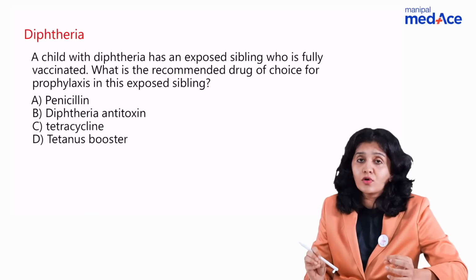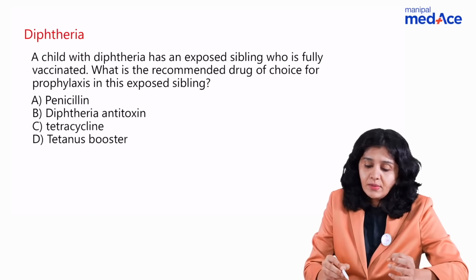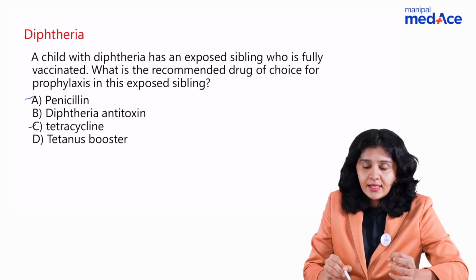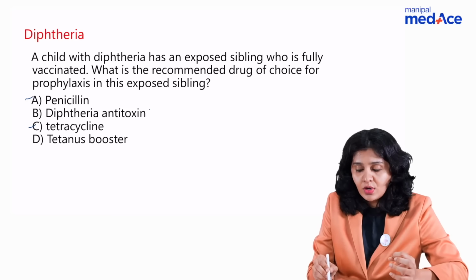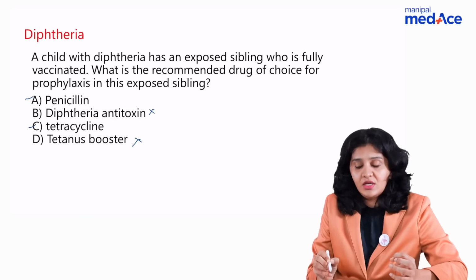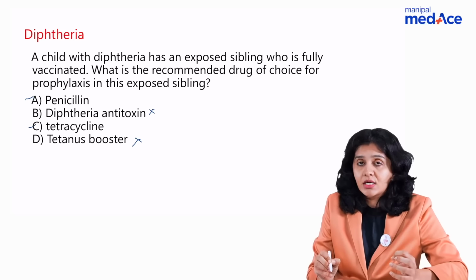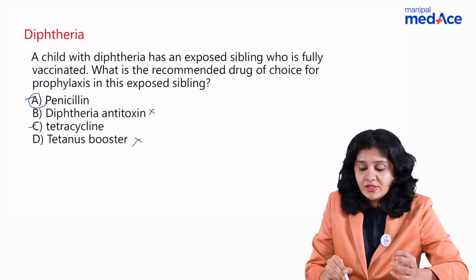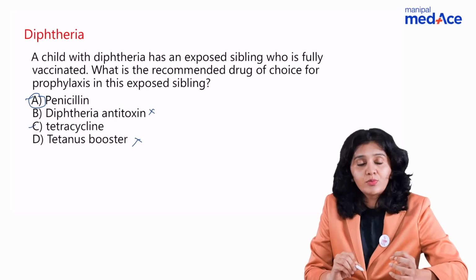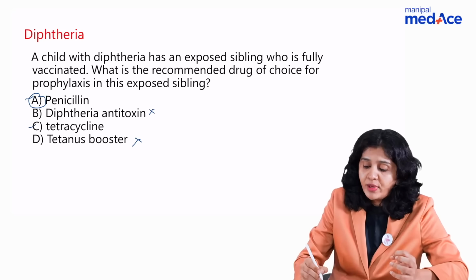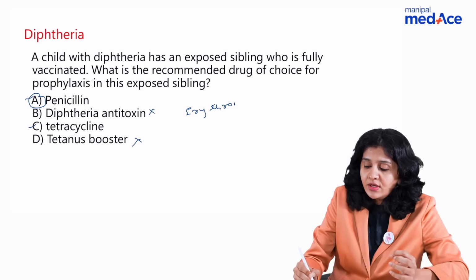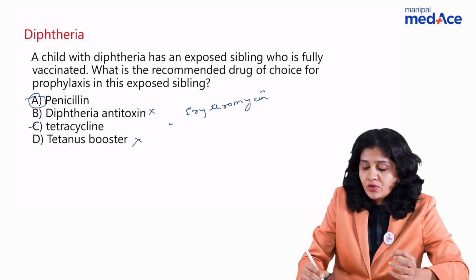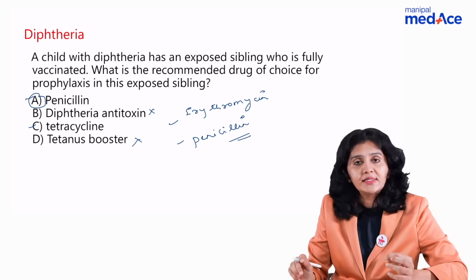So, what is the drug of choice for prophylaxis? Penicillin, tetracycline. What is the drug of choice? These two are the wrong options, tetanus booster and diphtheria antitoxin. Is it penicillin or tetracycline? So the correct answer is penicillin. What is the drug of choice for prophylaxis in case of diphtheria? It is erythromycin. Erythromycin is the drug of choice. If erythromycin is not there in the options, you can mark penicillin as well, because penicillin also can be used. So the correct answer is penicillin.